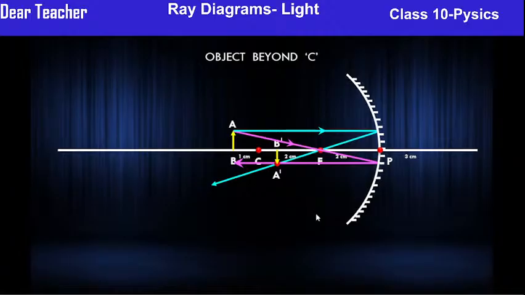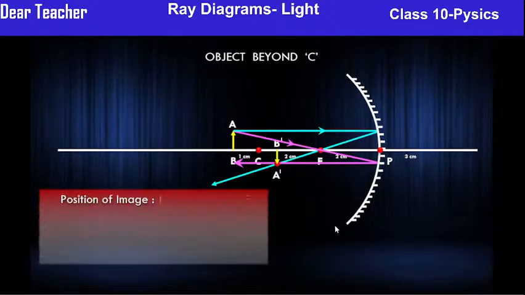So all these things you can write. Here, the position of the image: where is the position? The image is formed between C and F. That is the first point you have to write.